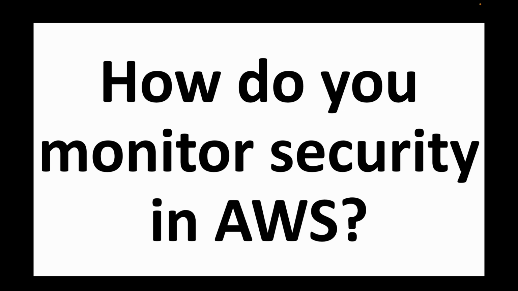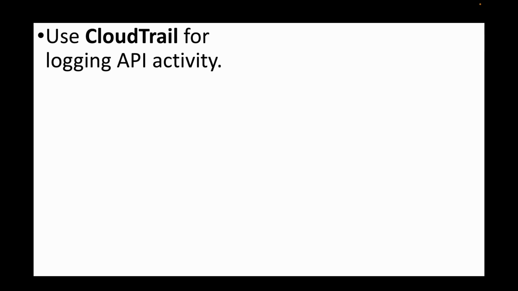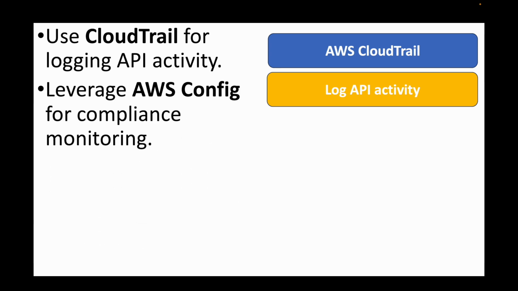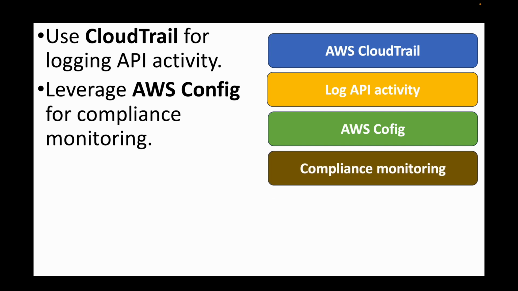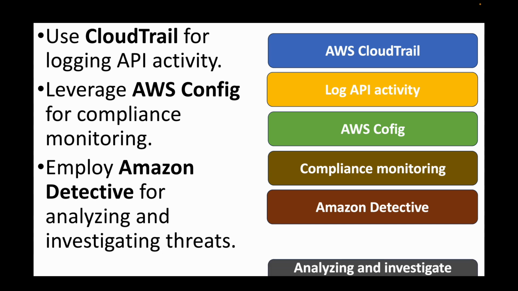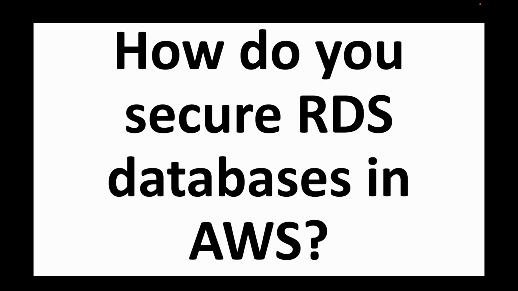The next question we have is, how do you monitor security in AWS? So for that, we can make use of tools like CloudTrail, which can be used for logging any API activity that is happening in your AWS account. We can also leverage the AWS Config service for compliance monitoring. So you can monitor your compliance activities and all those things. And then we can also employ the Amazon Detective service for analyzing and investigating any threats that are happening at your AWS account level. So we can make use of all these services to secure our AWS account.